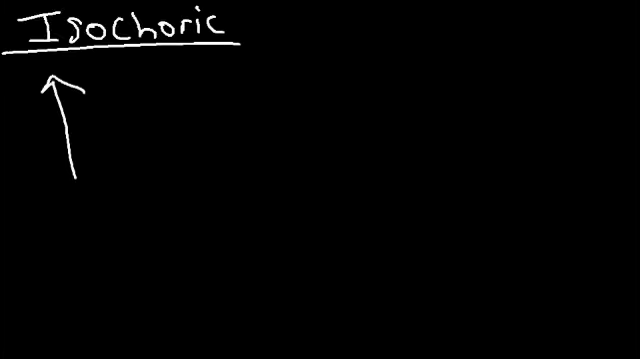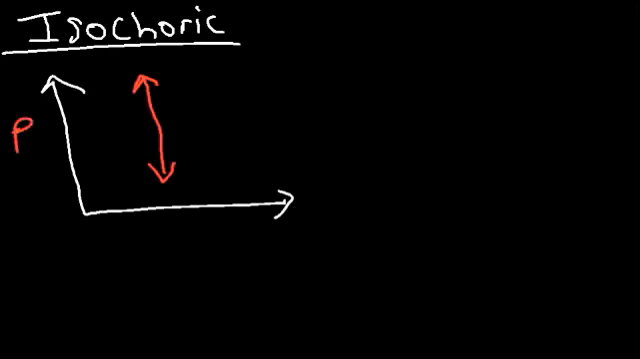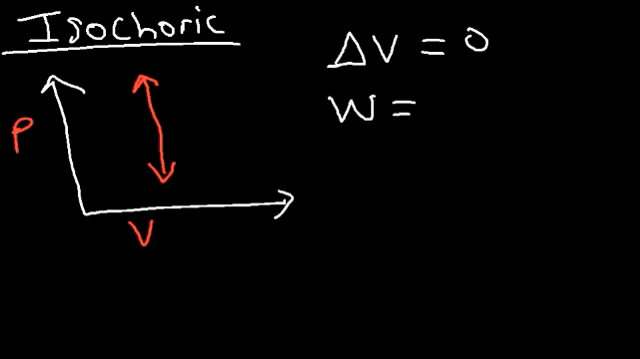Now the first process that we need to talk about is an isochoric process. In a PV diagram, it looks like this. It's basically a straight line going up or down. For an isochoric process, the change in volume is 0. So therefore, the work performed is 0, since there's no area. There's no shaded region. Because work is equal to 0, Q is equal to W.